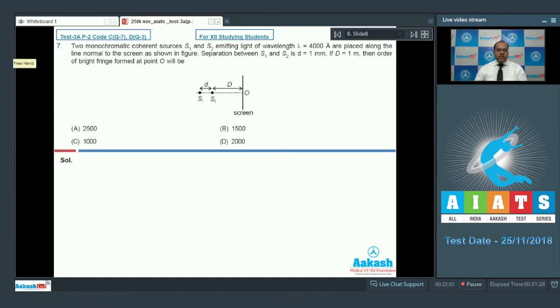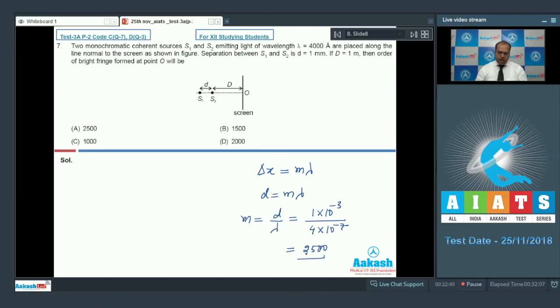So for the bright fringe formed at point O, path difference delta x at point O must be equal to m into lambda. The path difference between the two sources S1 and S2 is d. So d is equal to m into lambda, so the order of bright fringe m is equal to d by lambda. If I substitute the data, the value of d is 1 into 10 to the power minus 3 and the value of lambda is 4 into 10 to the power minus 7. If I solve this, it comes out to be 2500. So the order of bright fringe is 2500. So option A is the correct answer. So the correct answer for question number 7 is option A.